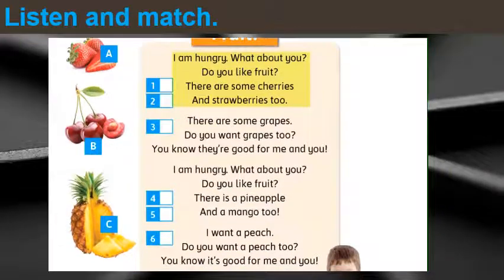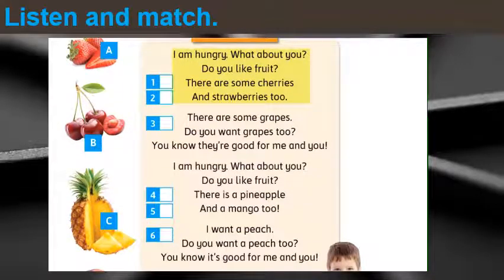I'm hungry, what about you? Do you like fruit? There are some cherries and strawberries too. There are some grapes. Do you want grapes too? You know they're good for me and you. I'm hungry, what about you? Do you like fruit? There is a pineapple and a mango too. I want a peach. Do you want a peach too? You know it's good for me and you.